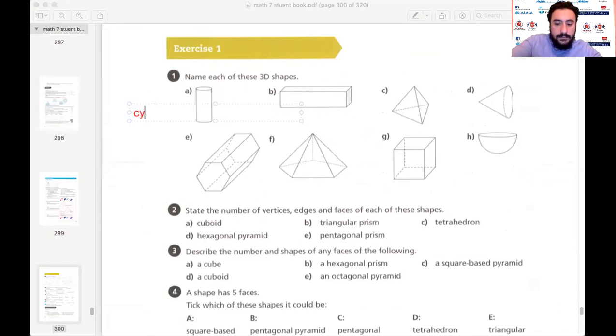It's cuboid. Yes, it's a cuboid. Sorry, let me write cuboid. Okay, what about the last one? C. Triangular based pyramid. Excellent. So this is a pyramid. So what kind of pyramid? The base is a triangle. So we're going to say triangular based pyramid. So let me write it down.